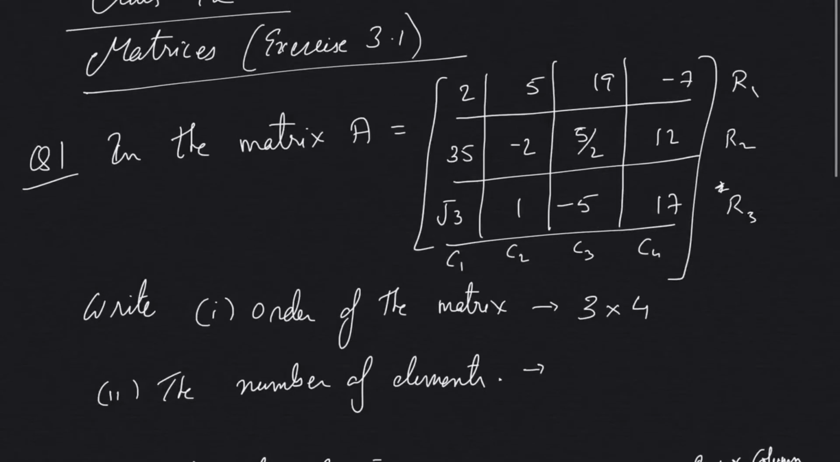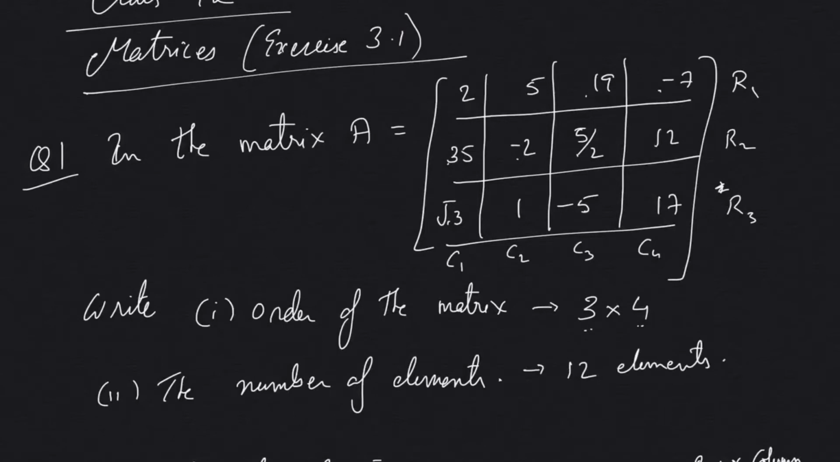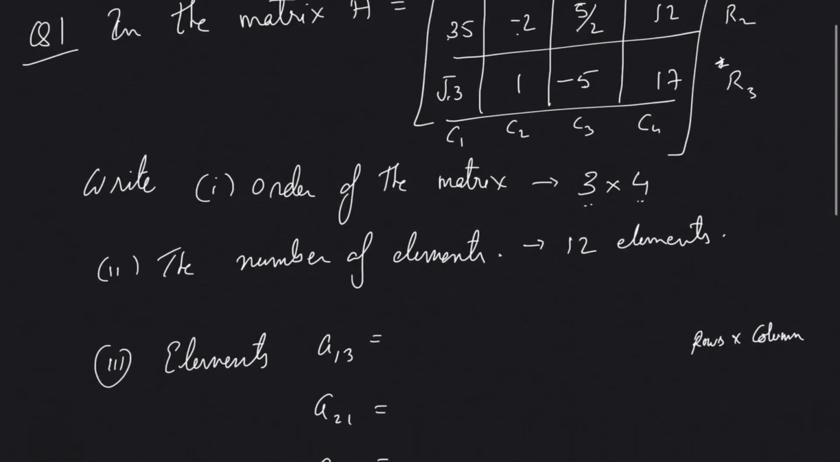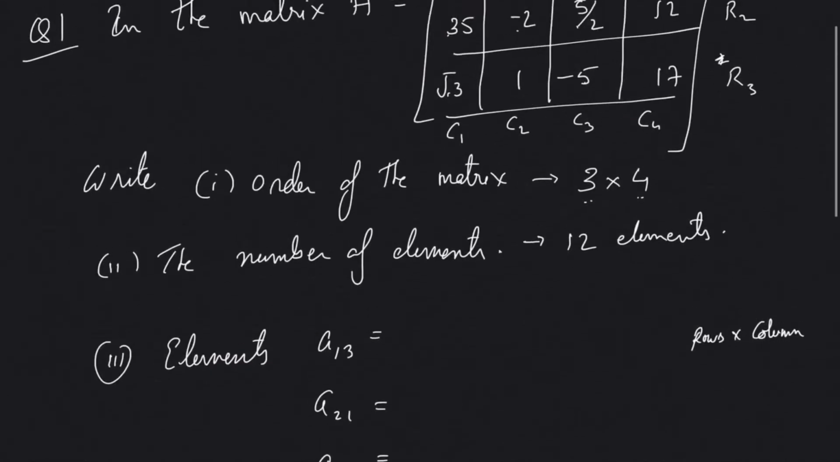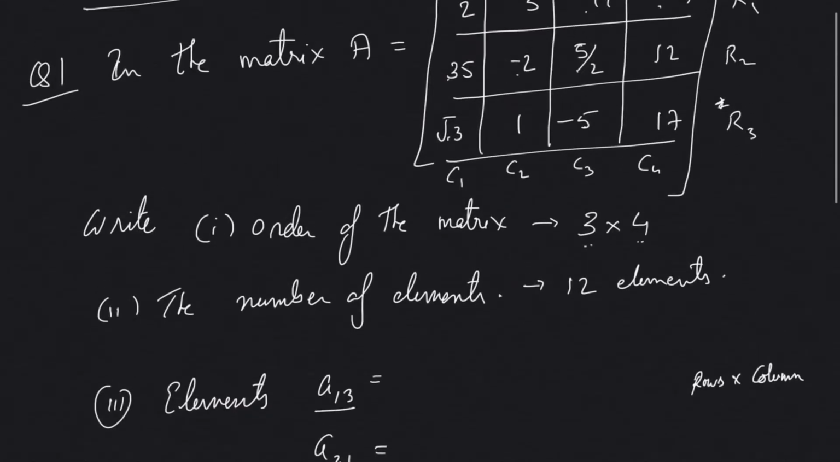The number of elements. Since the matrix is given here, we can count exactly. There are 1, 2, 3, 4, 5, 6, 7, 8, 9, 10, 11, 12. Sometimes if the matrix is not given, simply 3 by 4 means 3 into 4, so that we will have 12 elements. Simple as that. The third sub question, find out the element A13.